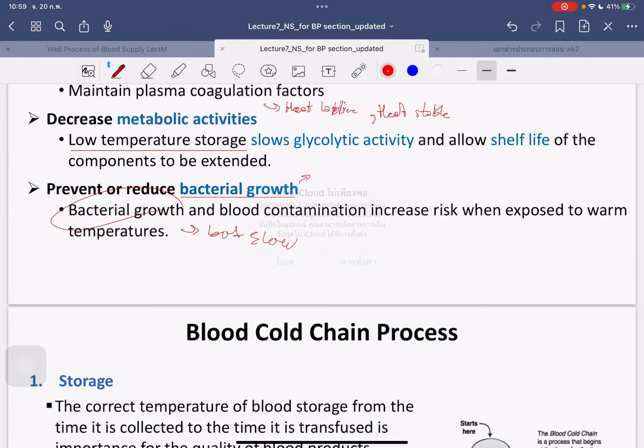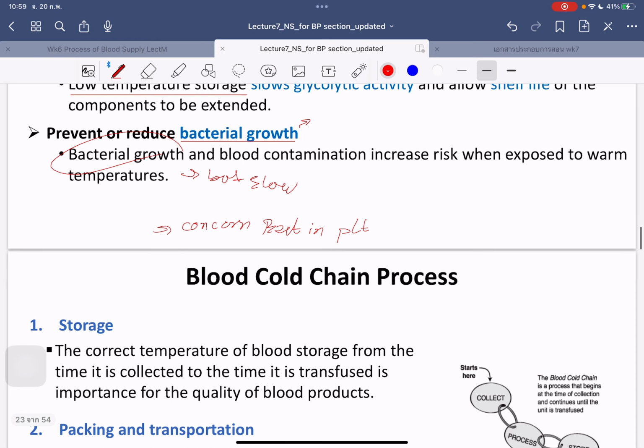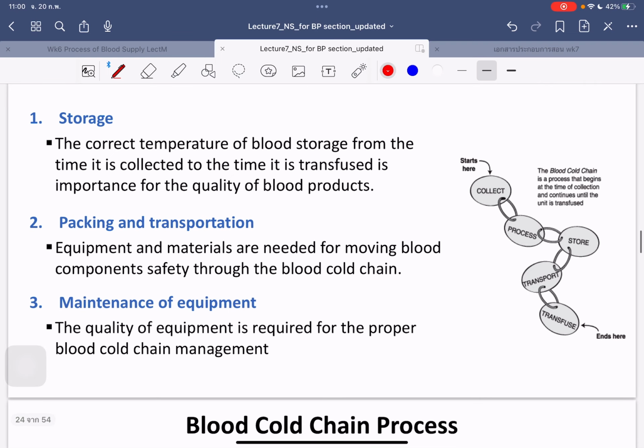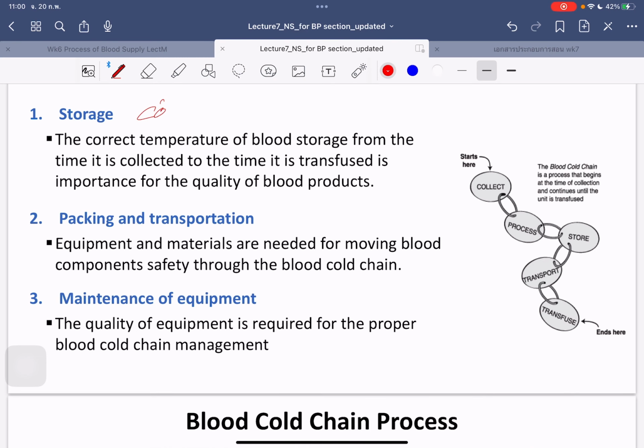As I told you, the blood cold chain starts from storage at the correct temperature to maintain its viability and function. When you have to transport it somewhere, you have to pack it well into a closed system and transport it at the correct temperature. To do all that, the equipment must function well. For example, if you use a cool box, you have to check that it is at the correct temperature that you expect.